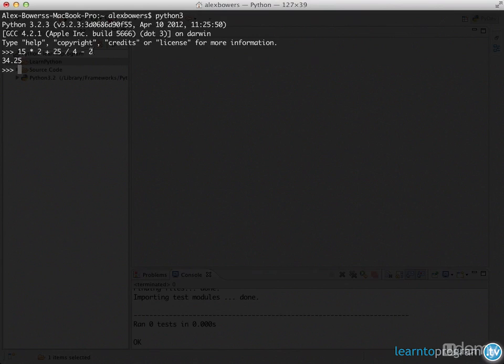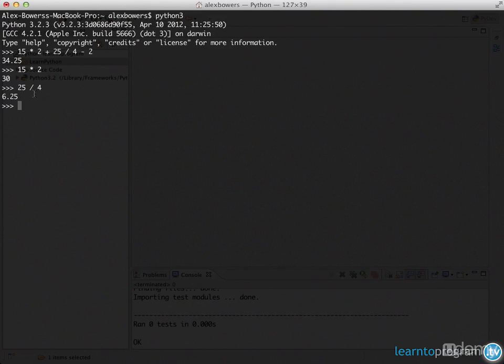And so you will notice that if we do 15 times 2 we get 30, if we do 25 divided by 4 we get 6.25, and now we have the minus 2, which makes that a 4.25. And so what we get there in total is 36.25 minus 2, which is 34.25.